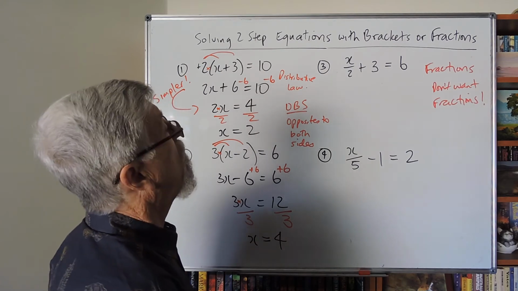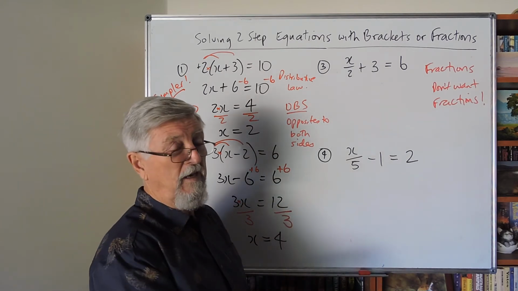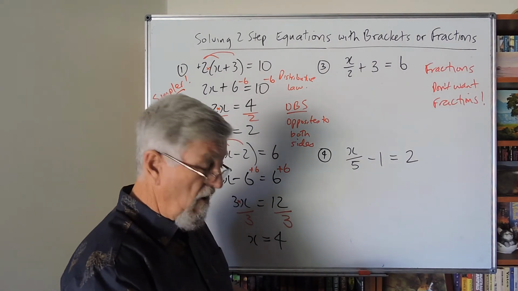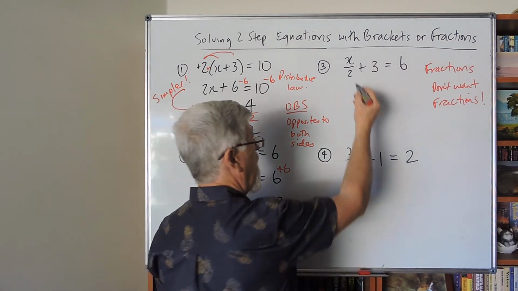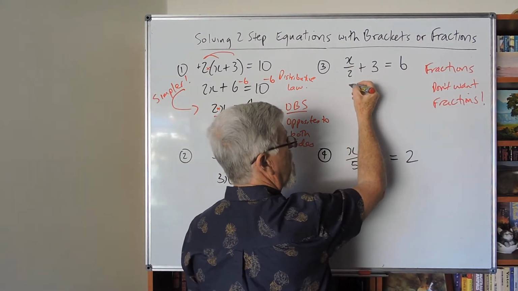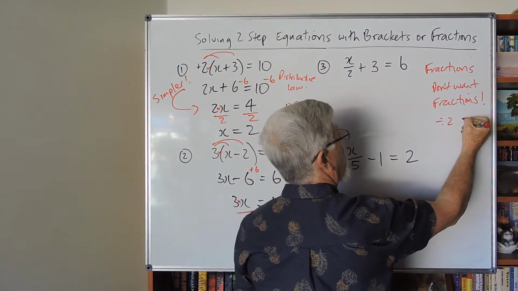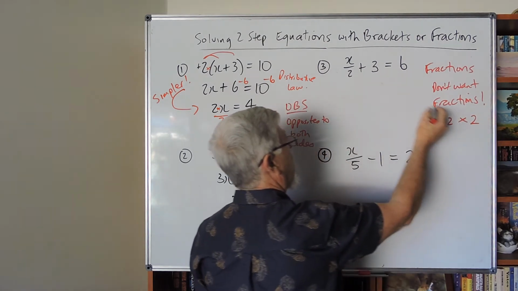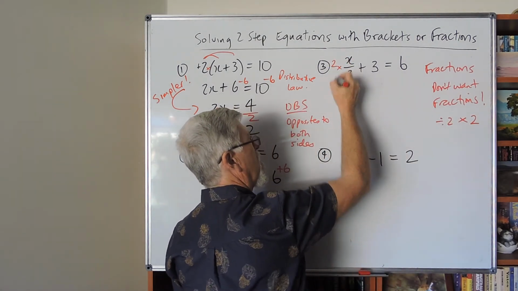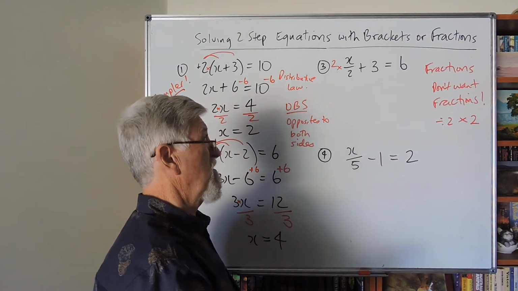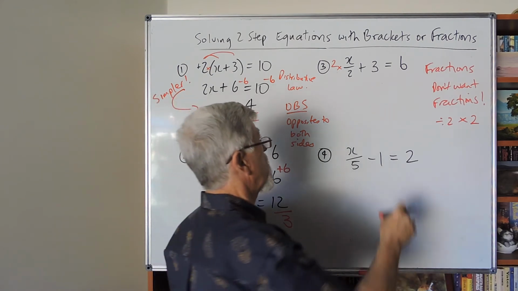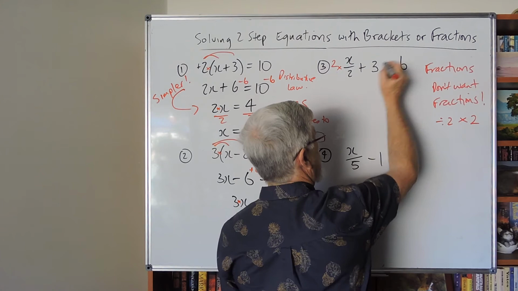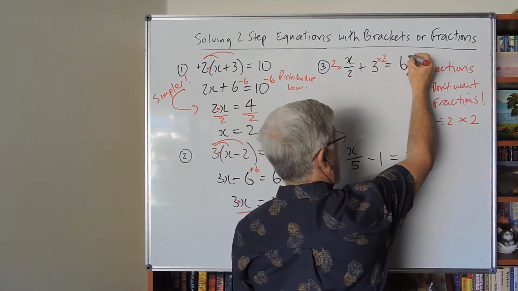Some people will multiply by 2 and get rid of that fraction first. I'm going to show that method. How do I get rid of a divide by 2? The opposite of divide by 2 is multiply by 2. I multiply that one by 2. This is for later on, it's especially needed, so that's why I teach this one first. If I multiply that one by 2, I'm going to multiply that one by 2, I'm going to multiply that one by 2.